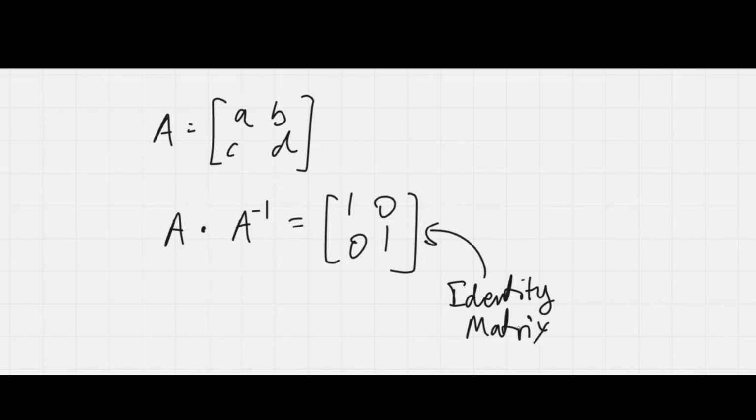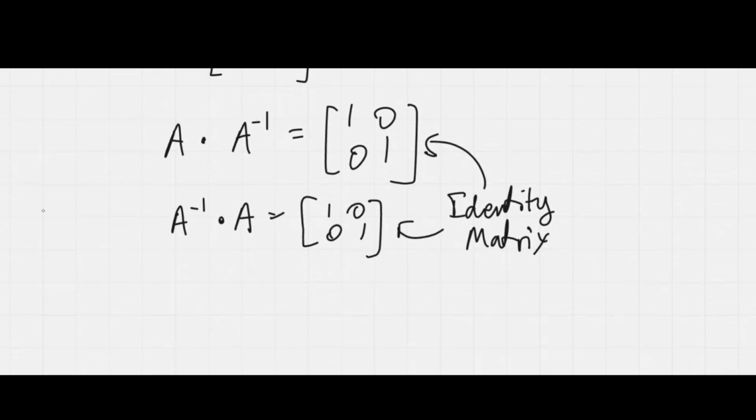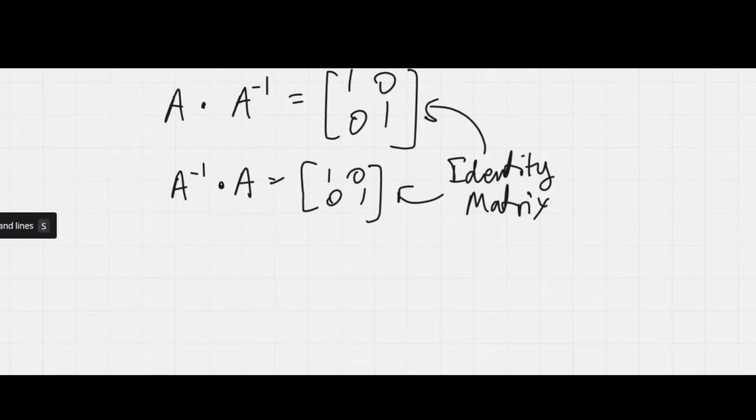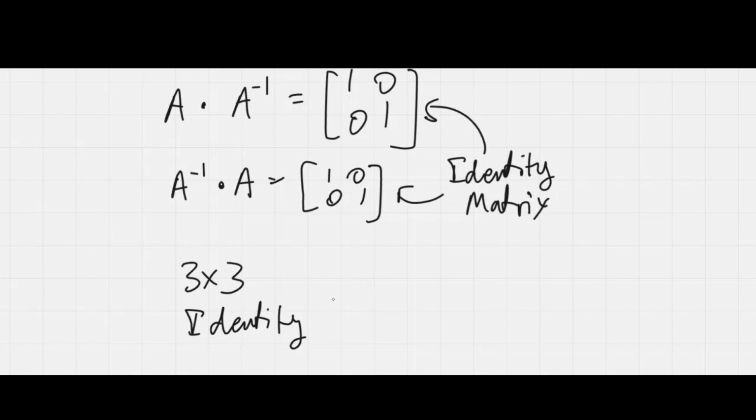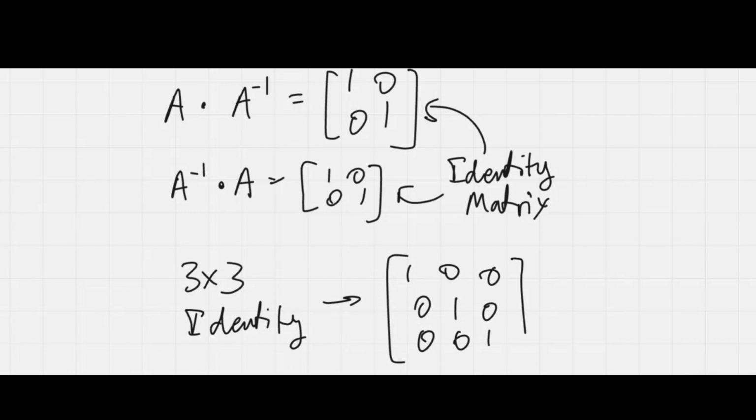And by the way, this applies commutatively as well. We could do the exact same thing where we have A inverse multiplied by A. That is going to be the exact same thing. And so both of these are referred to as the identity matrix. And the identity matrix has many different forms. It can be in 2 by 2 form. It could also be in a 3 by 3 format, a 3 by 3 identity. It might look something like this, where we have ones coming across diagonally and zeros surrounding it.